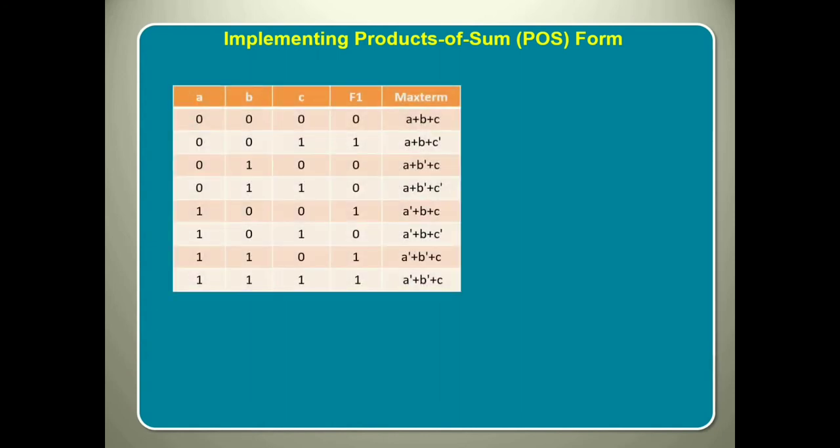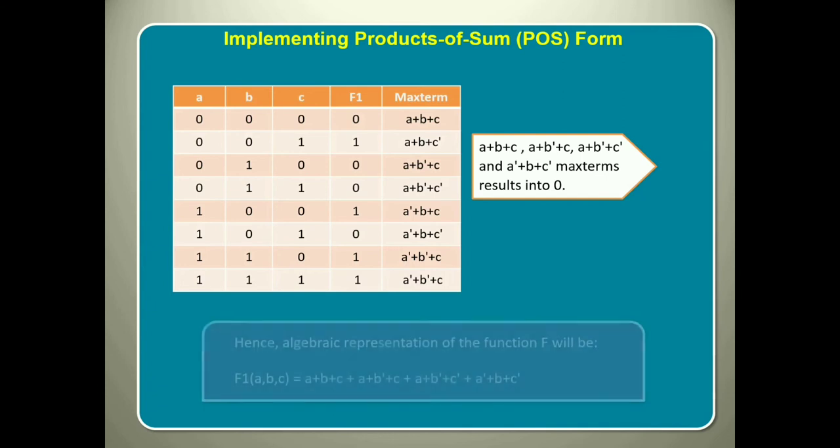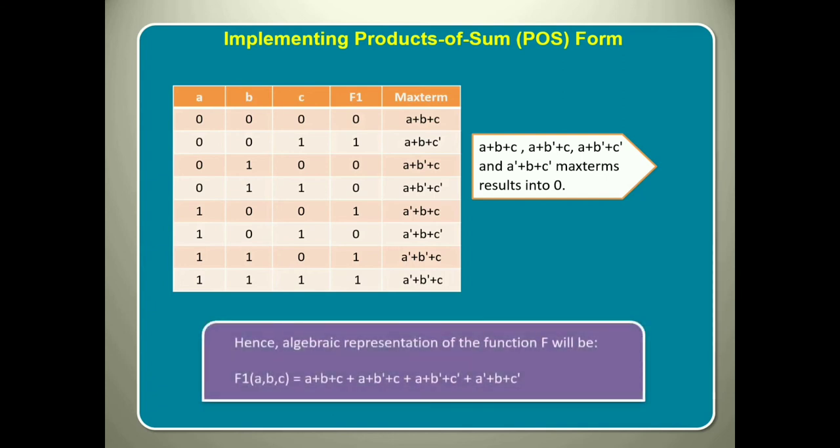Now let us look at how products of sum, POS form, can be implemented in a Boolean function. Here is a simple example that implements products of sum, POS. In this example, all the maxterms shown on the screen result in 0. Hence, the algebraic representation of the function f will be as shown on the screen.